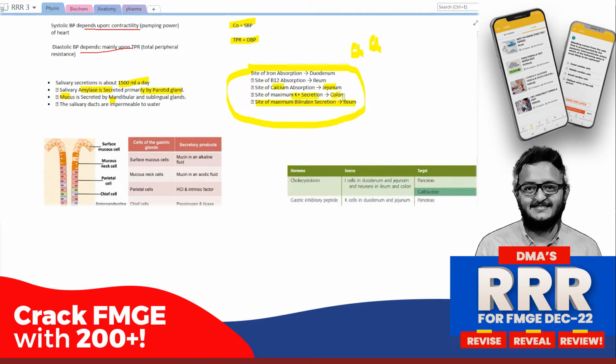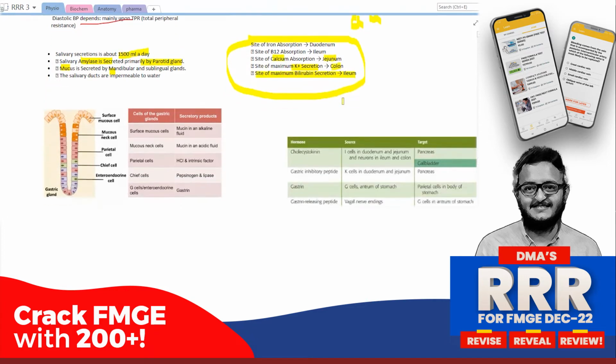Some may say that it is the salivary gland. Some may say it is pancreatic juice. But the correct answer, which is correctly given in QRS, is colon. Potassium is maximally secreted in the colon.